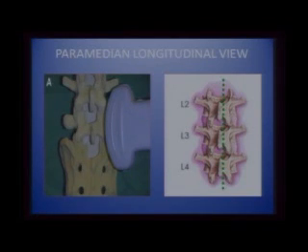Now, in the center, this is the spinous process. This is another spinous process. In between the two is the interspinous space. Laterally, you have the lamina. You have the lamina here, and here too. In between these two, in the paramedian segment, is the interlaminar space.